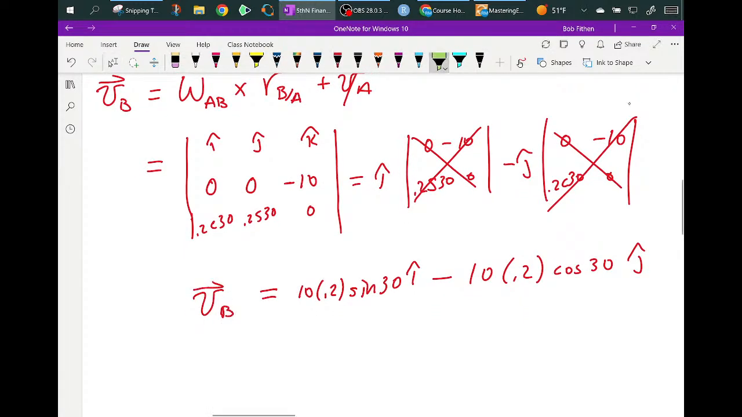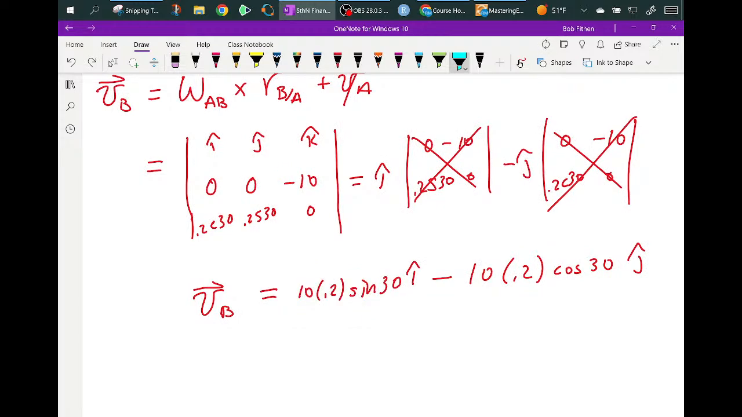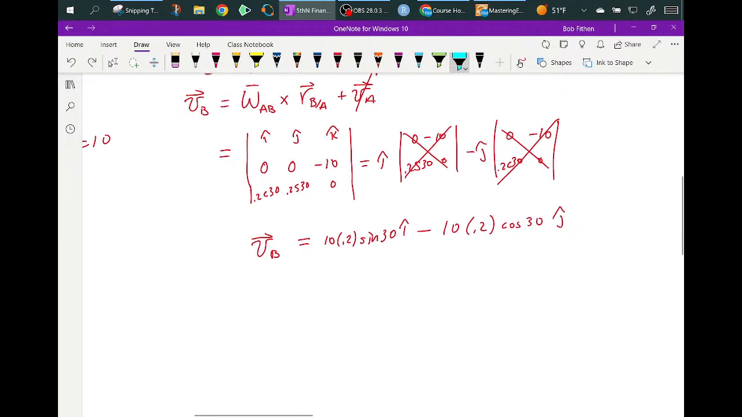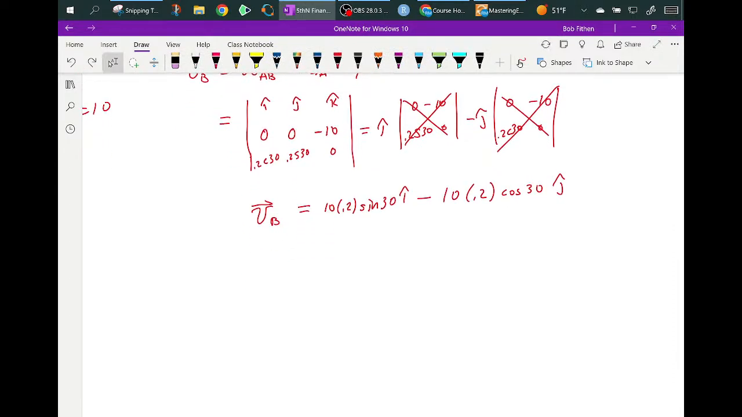Okay, to check yourself, you can take this, multiply times this one, add it to this one, multiplied times that one. What you should find is that they cancel each other out, and you should get a 0 by definition. So there's your velocity B.